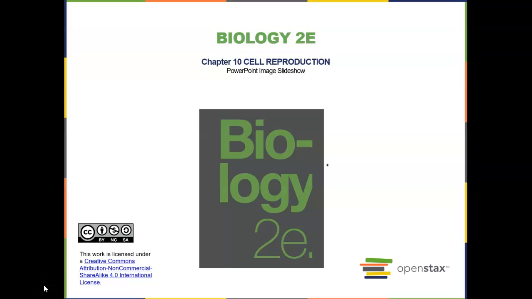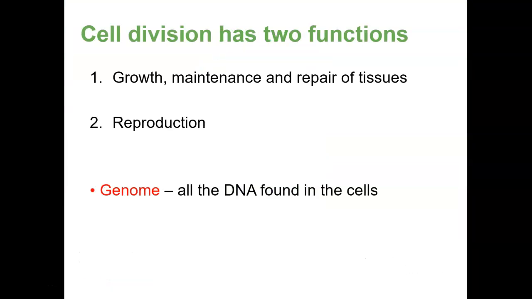One important thing that cells communicate to each other is the need for making more cells, or cell reproduction. So cell division has two functions. There is a need to grow and make more cells and in the maintenance and repair of tissues. There is also a need for an organism to reproduce itself and therefore produce more cells that accomplish that task.